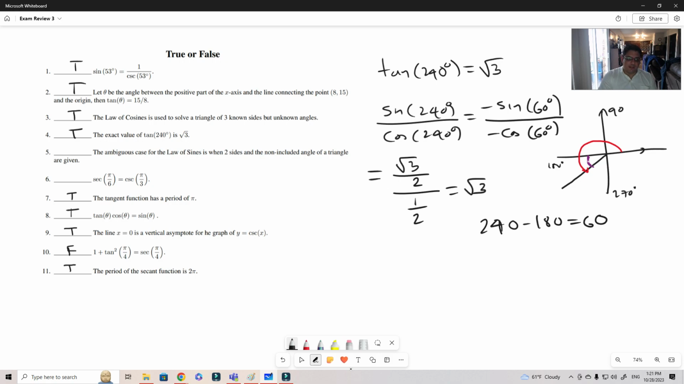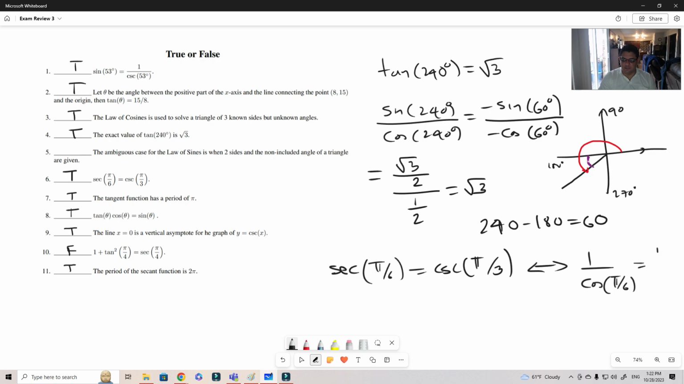Now, number 6, let's do number 6. Number 6 is also true. And for number 6, we're just checking that secant of pi over 6 is equal to cosecant of pi over 3. And you might be wondering, why is this true? Well, this is true because this is saying that essentially 1 over cosine of pi over 6 is equal to 1 over sine of pi over 3.